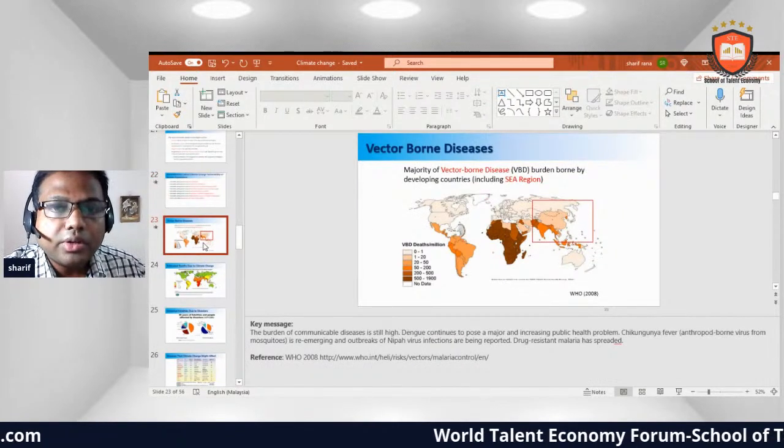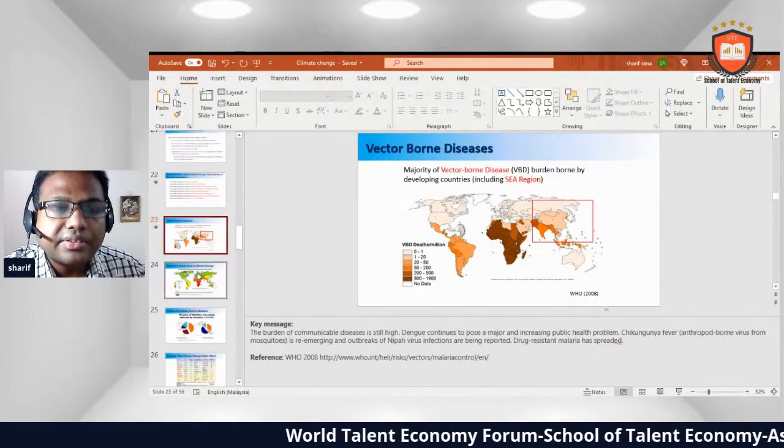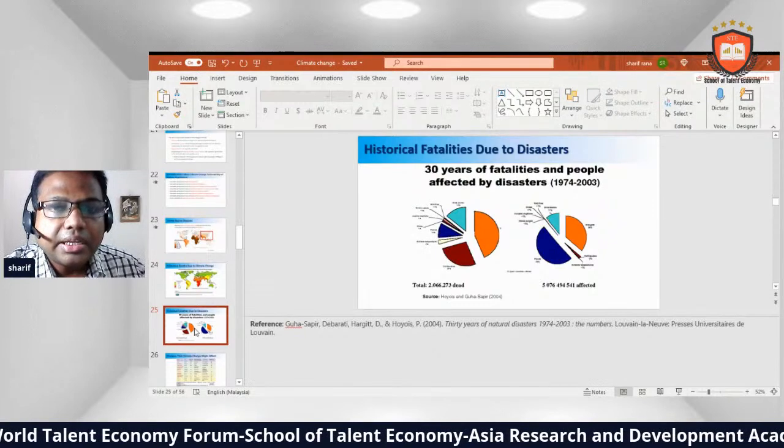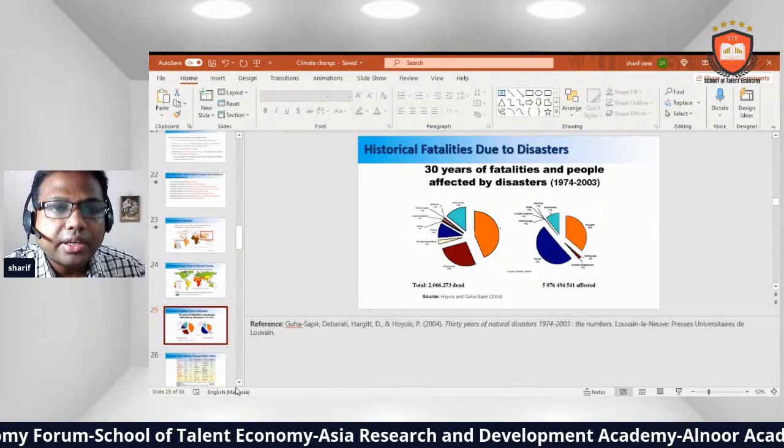A major part of the vector-borne disease burden is borne by developing countries. Estimated deaths due to climate change. 30 years of facilities and the people affected by the disaster.